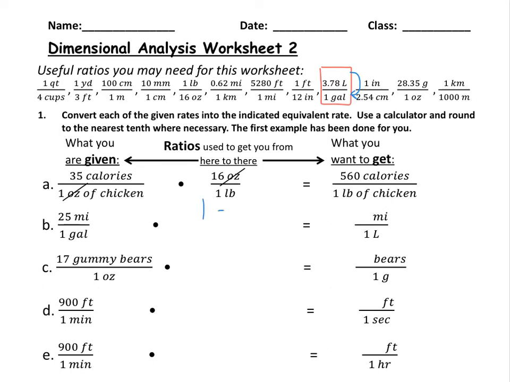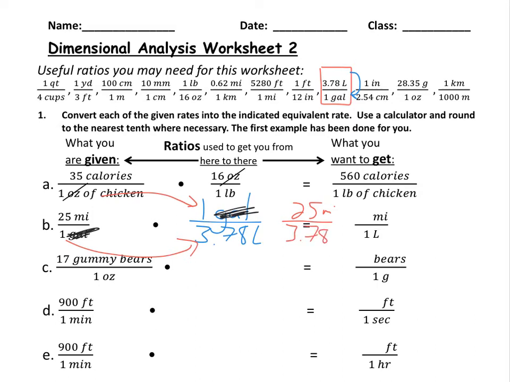So 1 gallon per 3.78 liters. Now I can cross out this gallon and this gallon, and what I'm left with is 25 times 1 is 25 miles divided by 1 times 3.78 is just 3.78 liters. And if I plug that into my calculator, I get about 6.6 miles per liter.